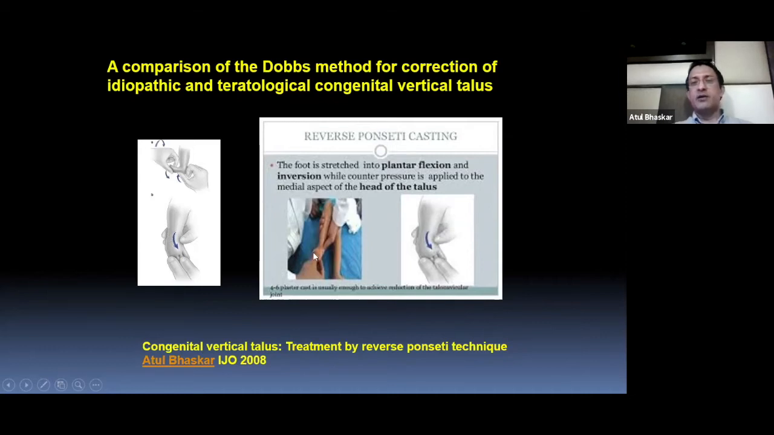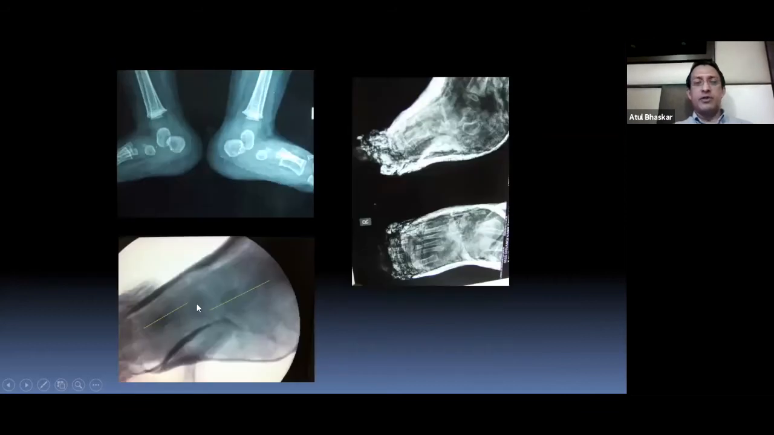So this is a technique which is called the reverse Ponseti casting, and this is now very, very popular, described by Matthew Dobbs. And these are the results of that. So you can see this is the kind of axis correction you get by the end of your 7 plasters, and this is the initial plasters where you're trying to create a cavus. So you push the talar head upwards, and by the time you reach the 7th, 8th plaster, you should have a picture like this.